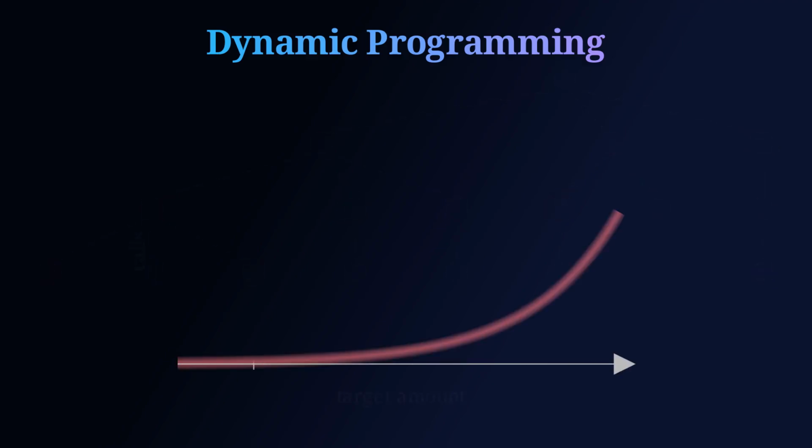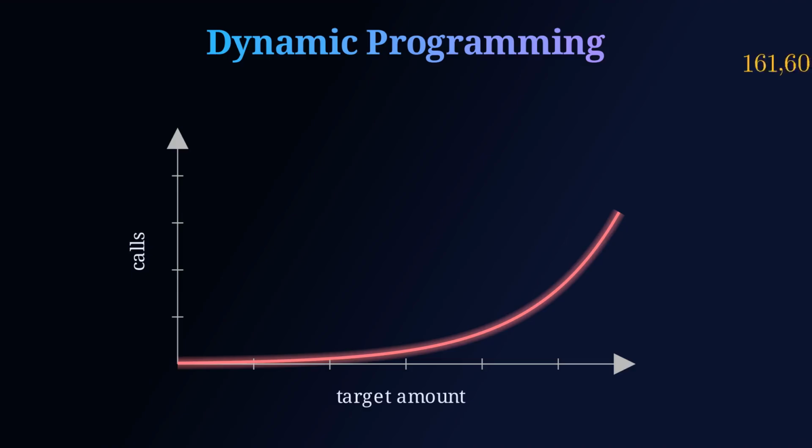How bad does this repetition get? As the target grows, the number of nodes in this tree explodes exponentially, roughly tripling with each step deeper. A target in the mere dozens already means millions of redundant calls. This is the exponential wall that naive recursion slams into.